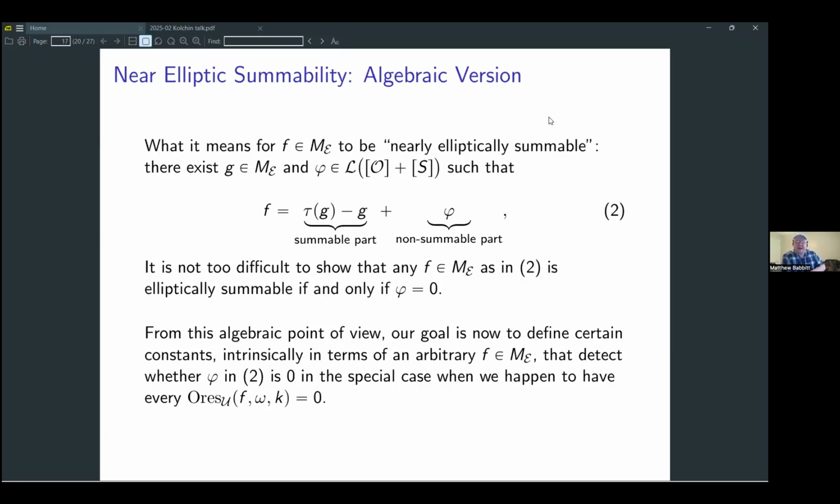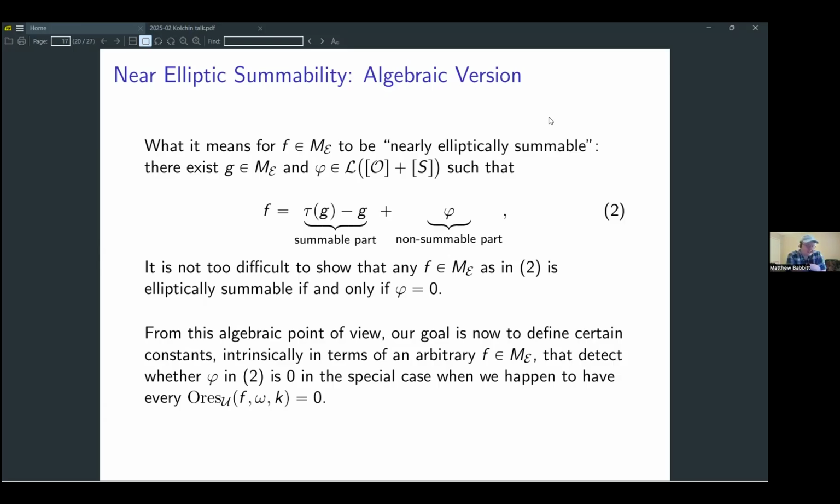Okay, so with this technology, we can now talk about the exact formulation of the orbital residue results. What it means for a function to be nearly elliptically summable in this case is there exists a reduction by a summable part, tau g minus g, such that after the reduction, the remainder phi is in this Riemann-Roch space, L(O plus S). So it can have one pole at the base point O of the elliptic curve, and it can have one pole at the shift S, defining the shift automorphism. Okay, so the remainder has at most two poles at two really particular spots.